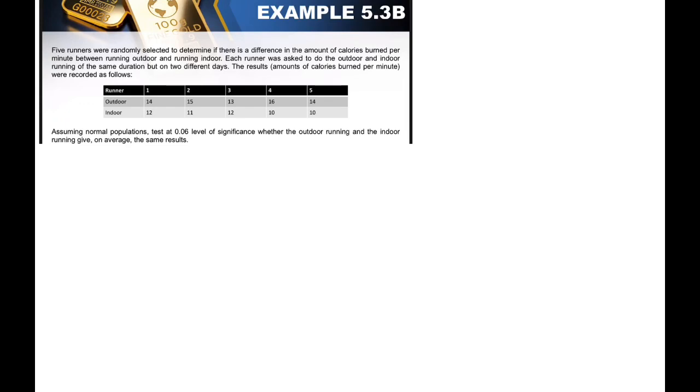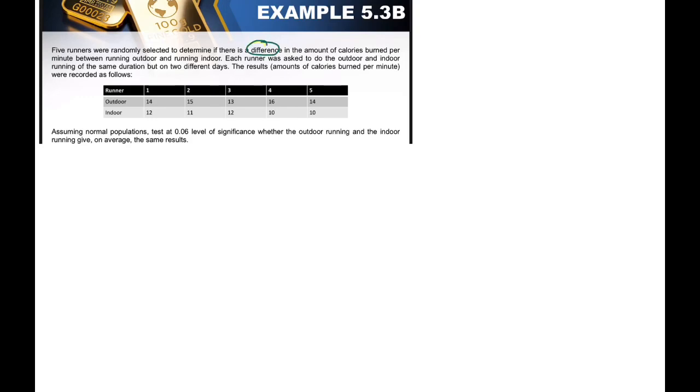5 runners were randomly selected to determine if there is a difference in the amount of calories burned per minute between running outdoor and running indoor. So dia nak tengok runner ni, kalau dia running outdoor, calories burn dia berapa, and then kalau dia running indoor, calories burn dia berapa. Adakah amount calories tu sama ataupun tidak? So is there any difference?